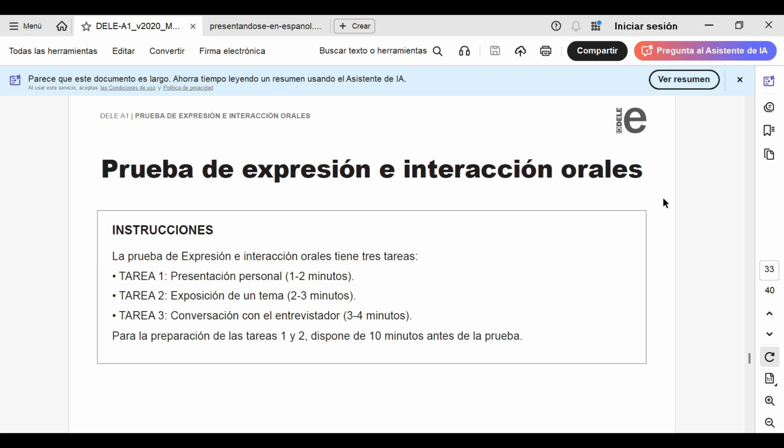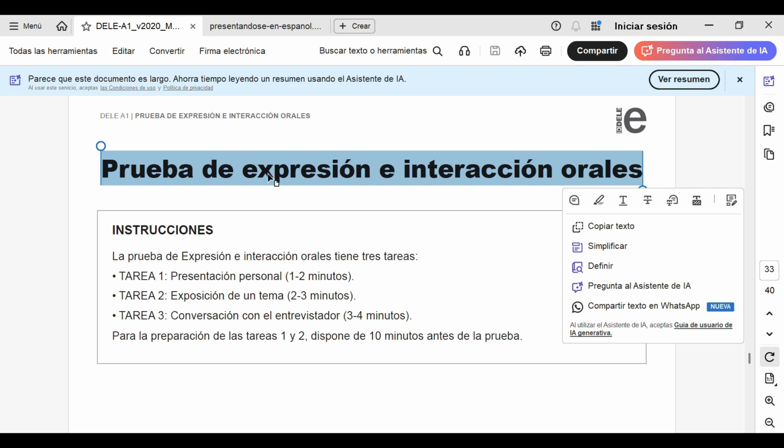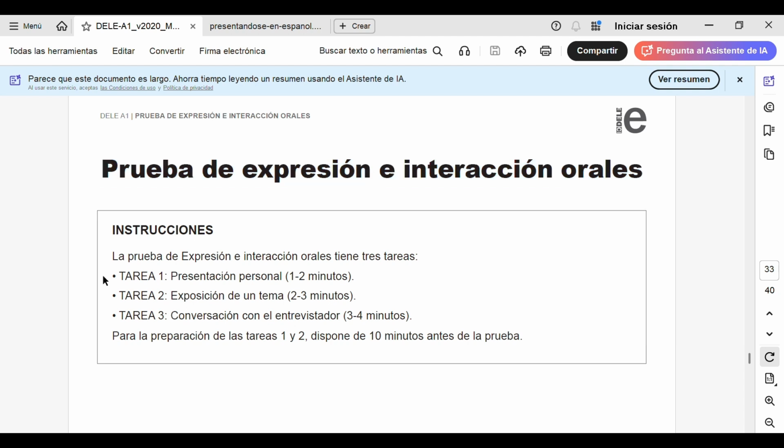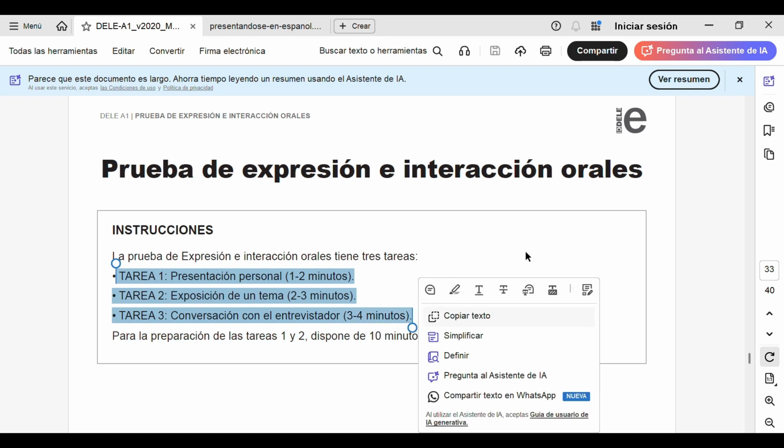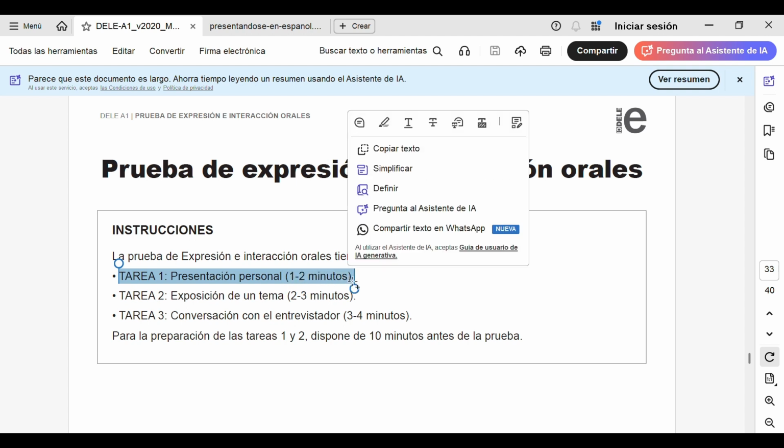As you can see here, it says prueba de expresión e interacción orales, which means that you need to express yourselves in Spanish and also interact. And you are going to see what that is about. So we have tres tareas, three different tasks. En tarea número 1, it says presentación personal for about 1 or 2 minutes.